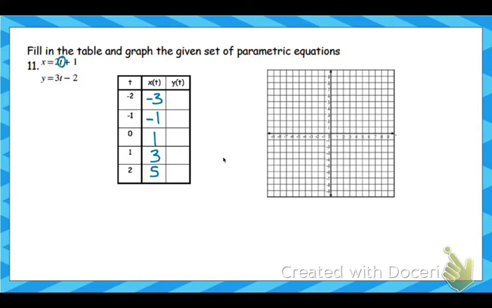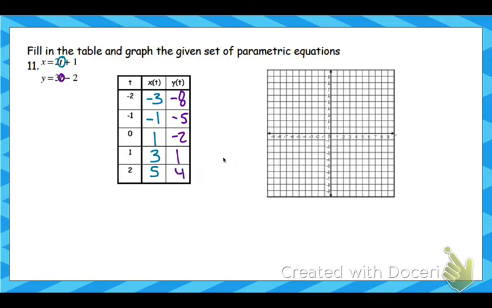All right, now let's go to the y equals, or the y of t. So take t, plug it into the y equals equation. So 3 times negative 2 is negative 6. Negative 6 minus 2 is negative 8. 3 times negative 1 minus 2 is negative 5. 3 times 0 minus 2 is negative 2. 3 times 1 minus 2 is 1. And 3 times 2 minus 2 is 4.